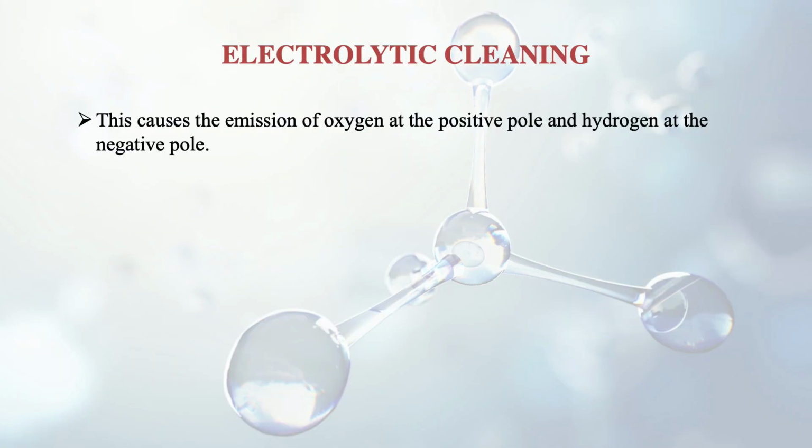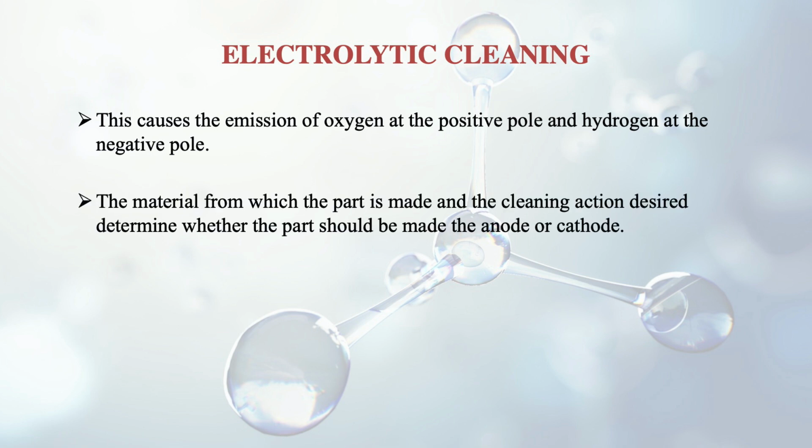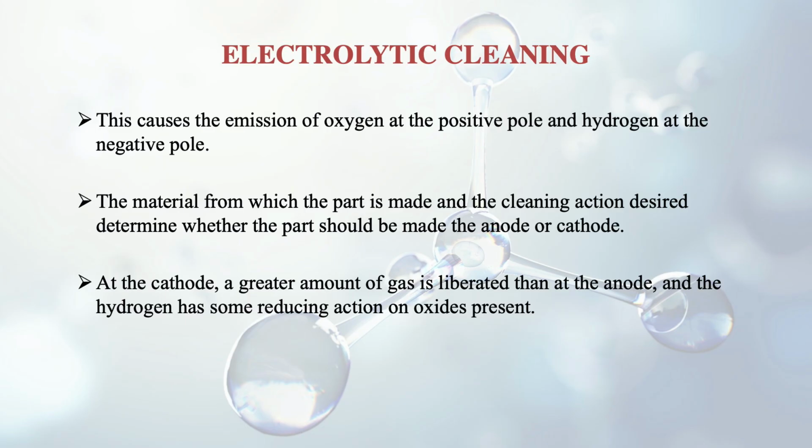So what happens then? It causes emission of oxygen at the positive pole, and hydrogen will be released at the negative pole. And the material from which the part is made and the cleaning action desired determine whether the part should be made the anode or cathode. So it depends on the type of the material and the cleaning action that we want to do. Whether this part should be made anode or cathode depends on these two things.